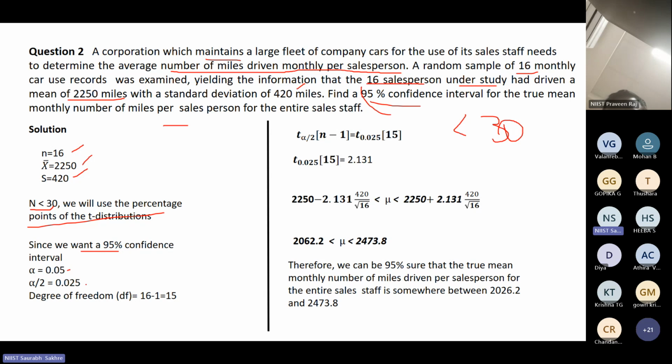Naturally alpha by 2 will be 0.025. So degree of freedom is n minus 1. Always remember that degree of freedom is n minus 1. My sample size was 16, so my degree of freedom is n minus 1, which is 15. Okay, t alpha by 2, n minus 1.